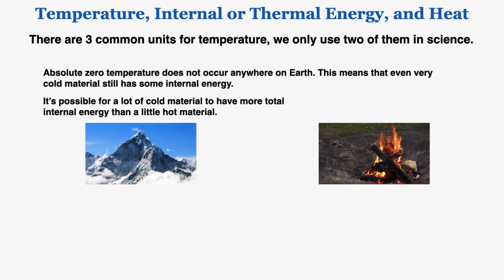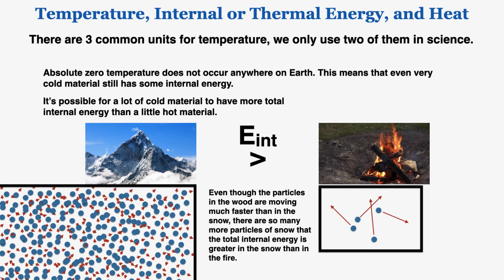If we were to compare the total internal energy in all the snow on Mount Everest, as an example, and compared that to the internal energy of wood in a fire, we would actually find that the snow had more internal energy in total, because if we were to add up all the small amounts of kinetic energy in all the little bits of snow in the mountain, that very large amount of very small quantities would actually add together to be more than the small amount of large quantities of kinetic energy in the wood. So even though the particles in the wood are moving much faster than in the snow, there are so many more particles of snow that the total internal energy is greater in the snow than in the fire.